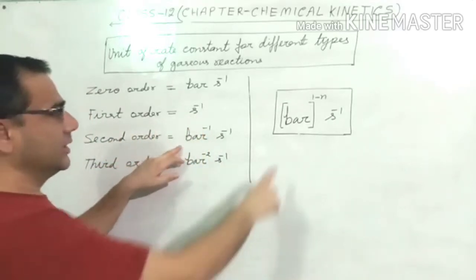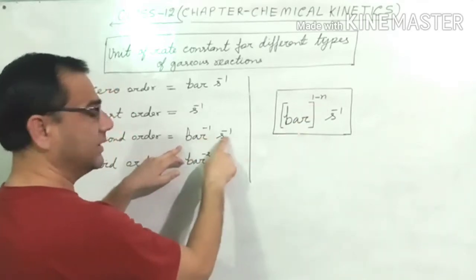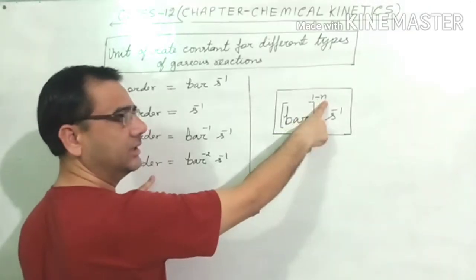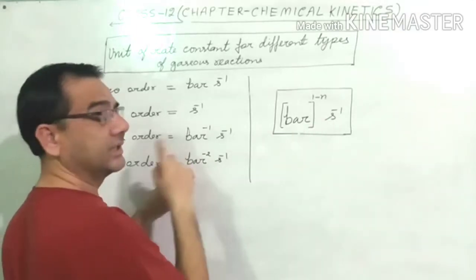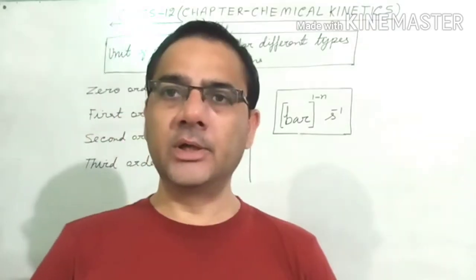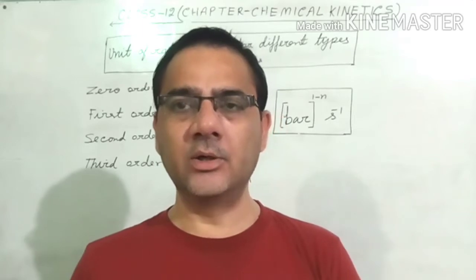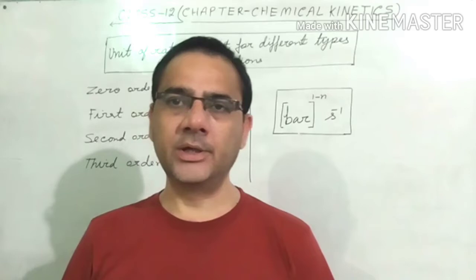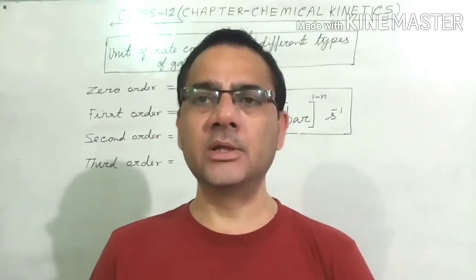For a second order reaction, 1 minus 2 is minus 1, so the unit is bar^-1 per second. For a third order reaction, 1 minus 3 is minus 2, so bar^-2 per second is left. So this is the general expression for finding out the unit of the rate constant for the different types of gaseous reaction, whether zero order, first order, second order, or third order. This is all about finding the unit of the rate constant for reactions in the concentration form and in the gaseous form.